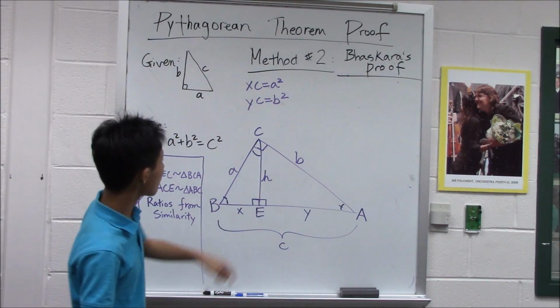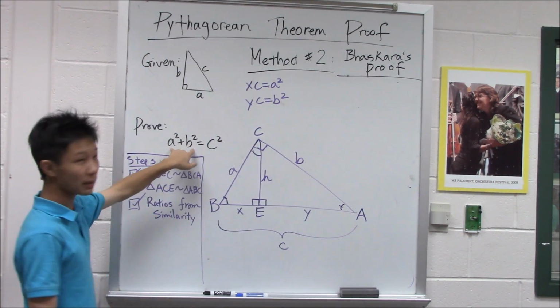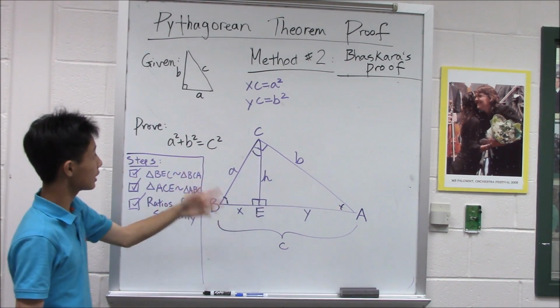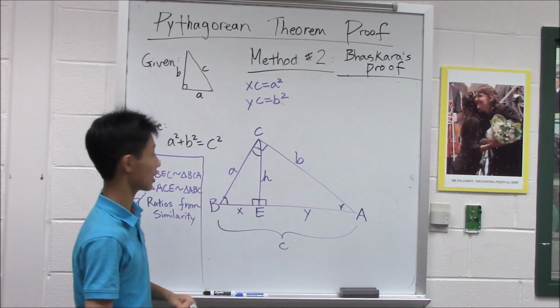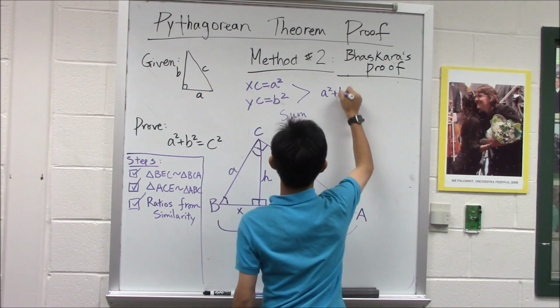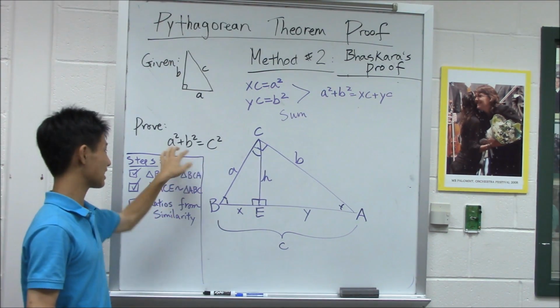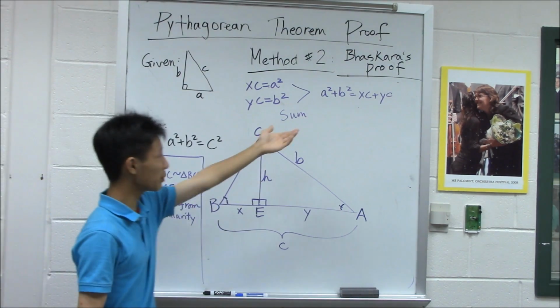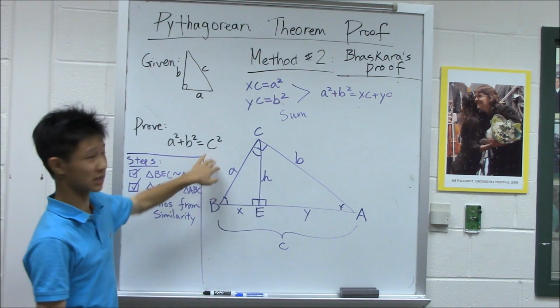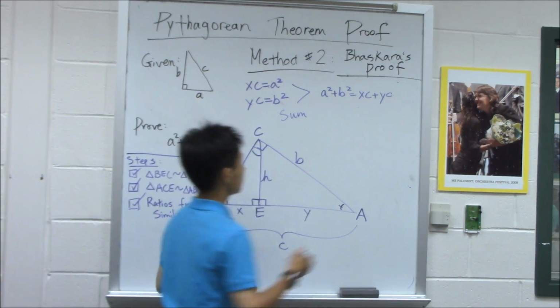From this, we can see that, oh look, there's C's here and A squared and B squared. Well, we want to make A squared plus B squared equals C squared. So why don't we sum the two equations together and see what we get? That really doesn't look like A squared plus B squared equals C squared. Why do we have an XC plus YC? That doesn't equal C squared, does it? Well, to find out, let's factor out that C.